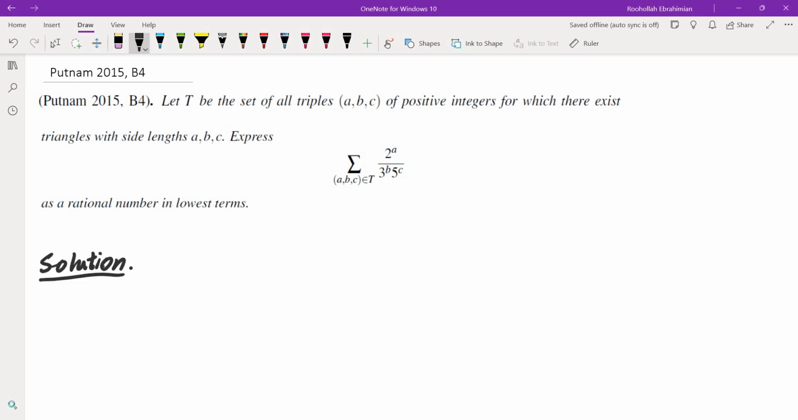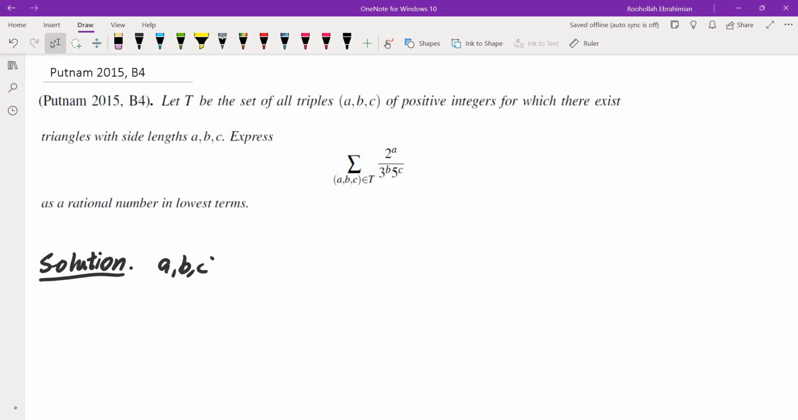So let's look at this one. First of all, you can think about this as a triple sum. What I need is to figure out what is the restriction on a, b, c for them to be sides of a triangle. We know that three numbers are sides of a triangle if and only if they satisfy the triangle inequality. So let's just start with that.